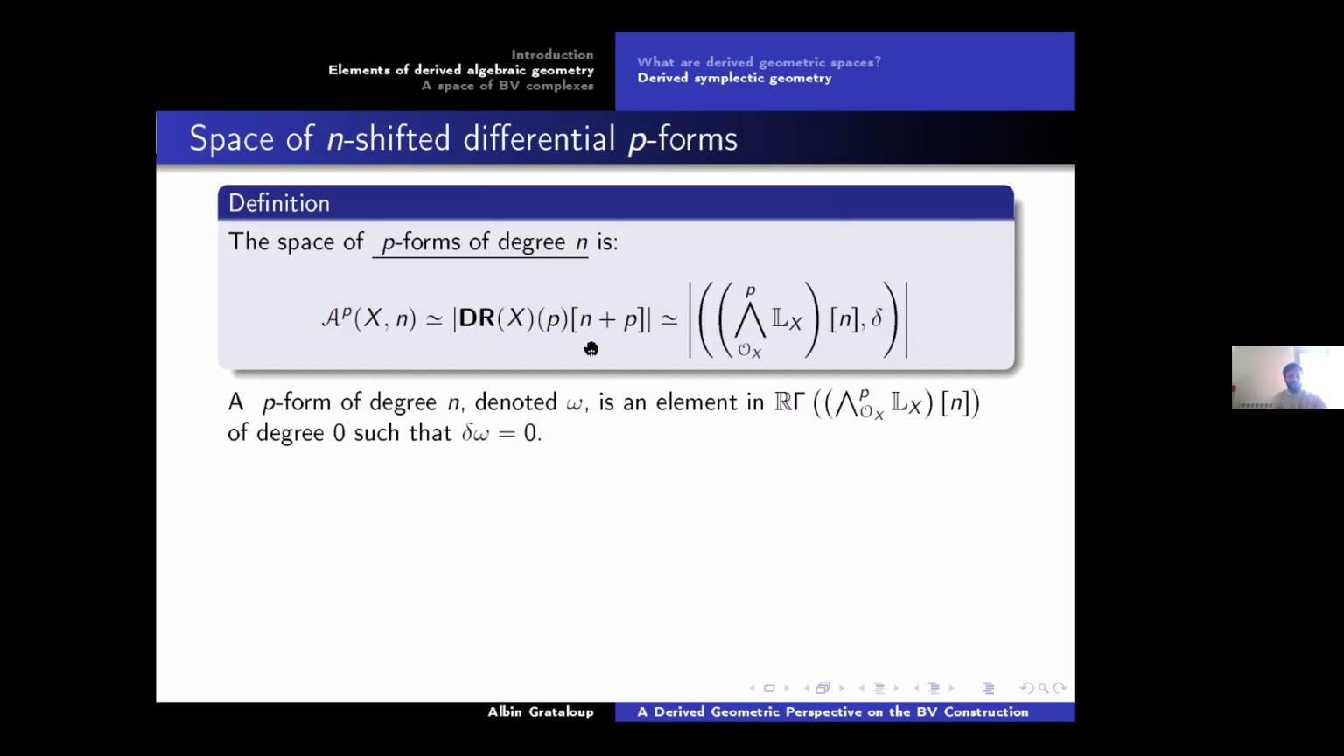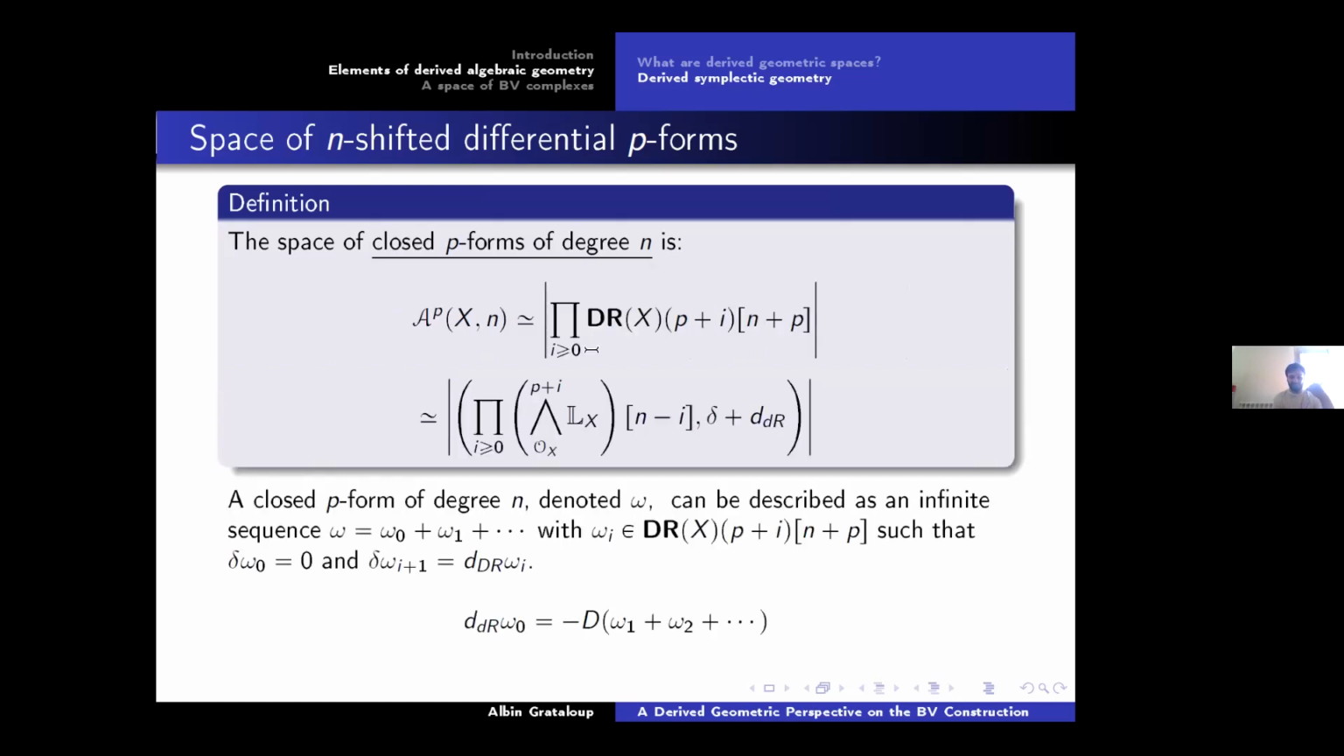And now I also need to speak about closed P-forms, and this is somewhat involved, because then you will need a condition on the derived differential of your P-form, omega 0 here. This condition is going to be given by some P plus 1 form, some P plus 2 form, and P plus 3 form that will have to satisfy some conditions altogether, which I'm going to explain. But the way it goes is, you take all P plus i forms of degree n minus i, and on that you put the total differential, delta plus d derived, and take the geometric realization of this new complex.